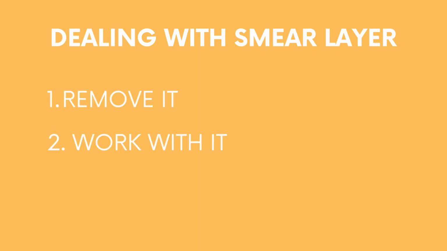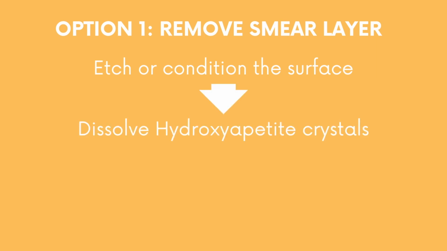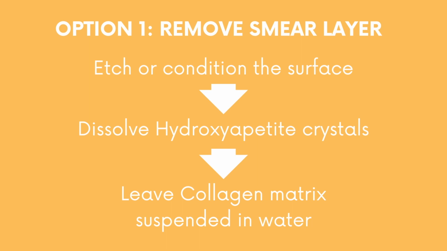You've got a couple of options here. And again, this is why it's so important to understand the generation and the technique that you're using when it comes to your favorite bonding systems. So do you remove it or do you work with what's there? You have the option to either remove it, which involves etching or conditioning the surface. If you choose to etch it, this will dissolve the mineralized part, which is the hydroxyapatite, and it will leave the collagen network suspended in the water.